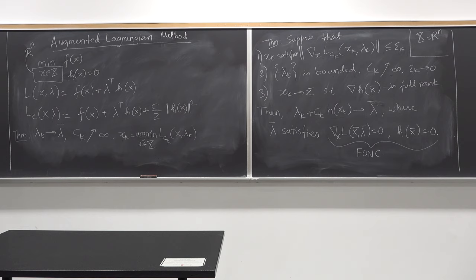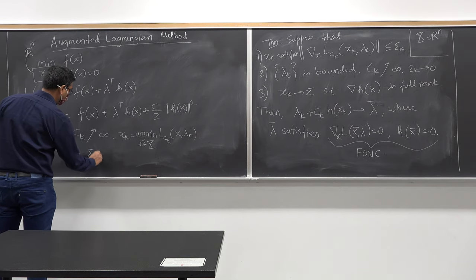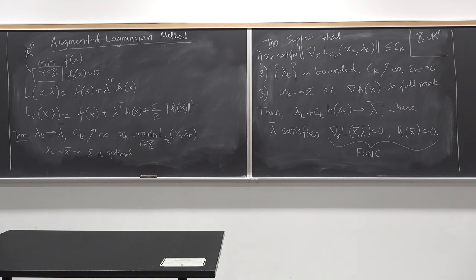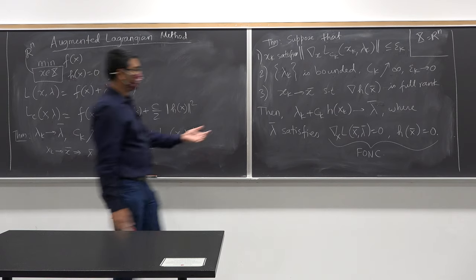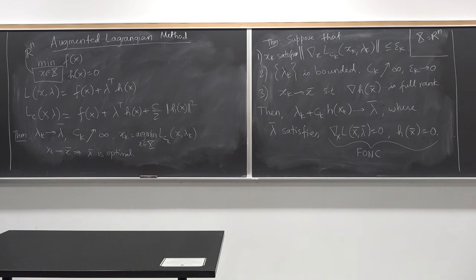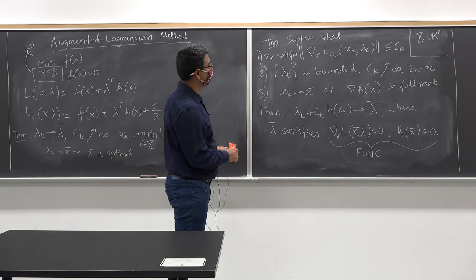How would you come up, now that you know these two theorems: x_k converges to x bar implies x bar is optimal, and now you have another theorem which says that this sequence converges to lambda bar, which satisfies FONC. What would that algorithm look like? What should we do? Choose an appropriate lambda k such that condition one is satisfied, and continue this process until we reach lambda k.